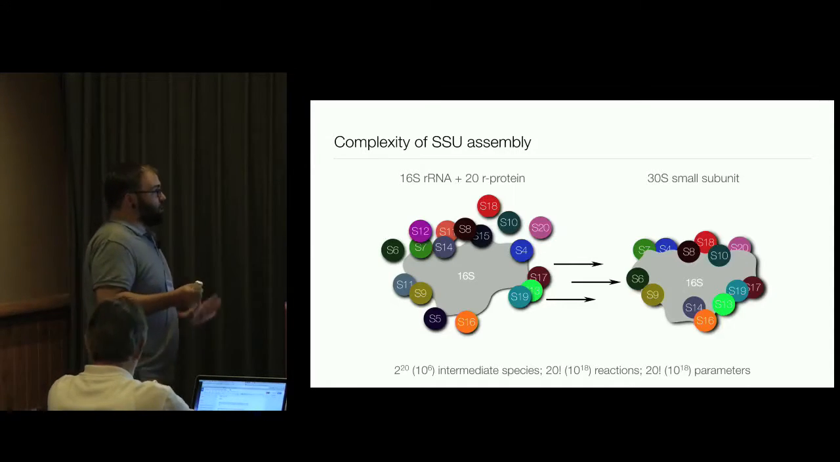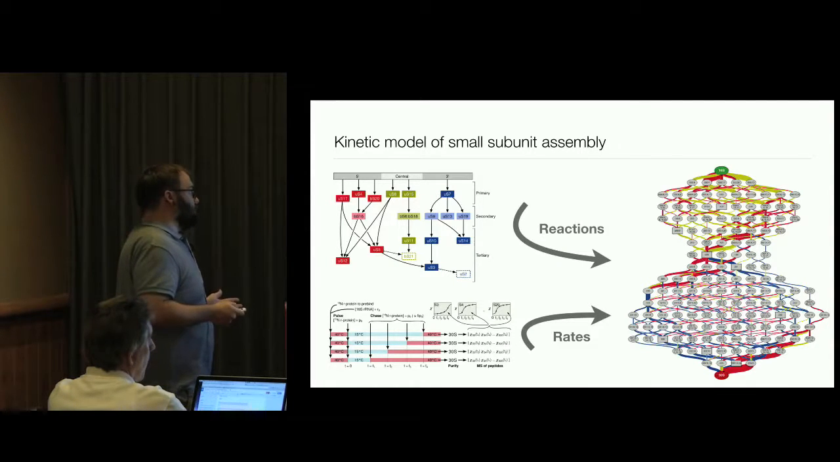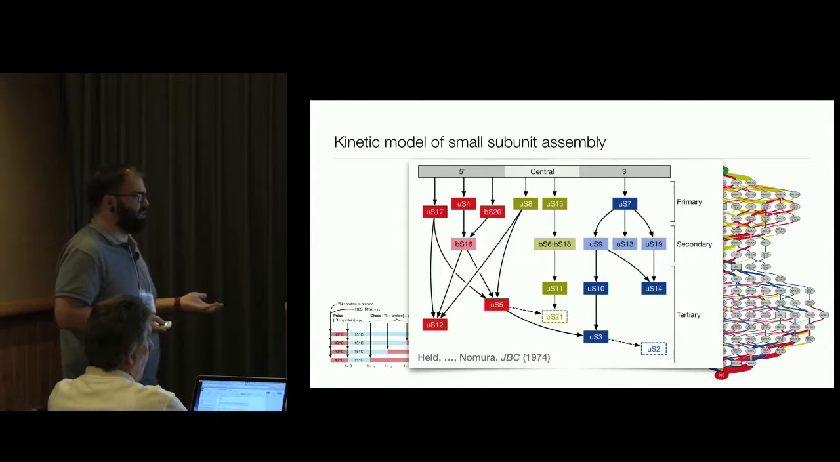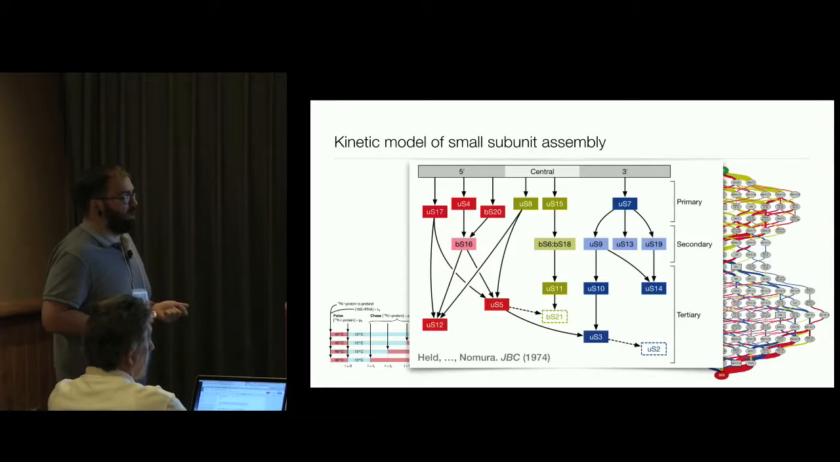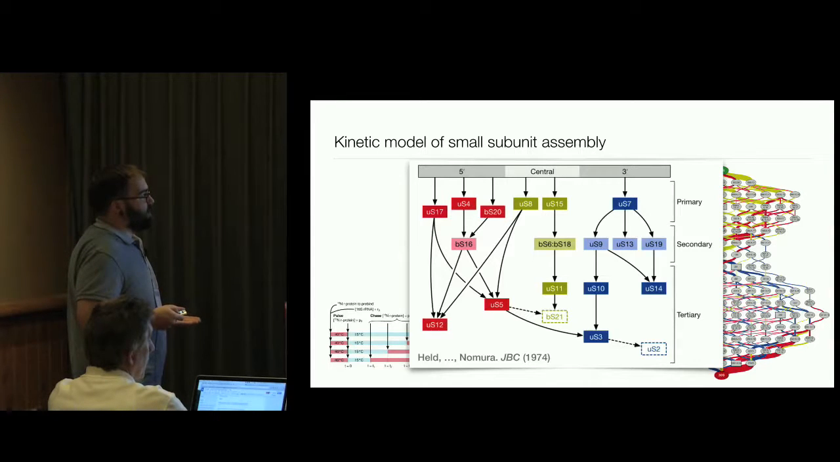The way that we chose to simplify it is to use an experimental observation from Nomura back in 1970, I think. What he found is there are a couple of classes of small subunit proteins. The primary proteins can bind directly to the RNA, whereas the secondary proteins can only bind if there's a primary present. So for S16 to bind, we have to have S4 and S20 already, but S17 can bind on its own.